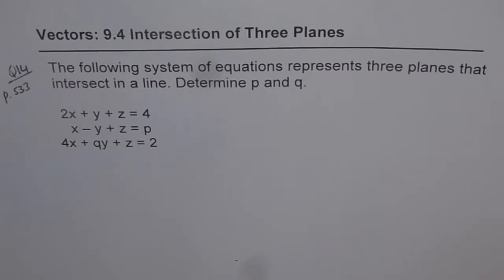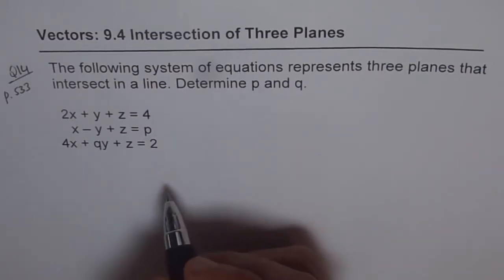Now in this particular case, we know that the intersection is a line. Since the intersection is a line, when you reduce it, the last row will be 0 equals 0, right? That will help us to figure out what Q should be. And then we can work our way up and find P, right? So that is the strategy which we'll follow to solve this equation.